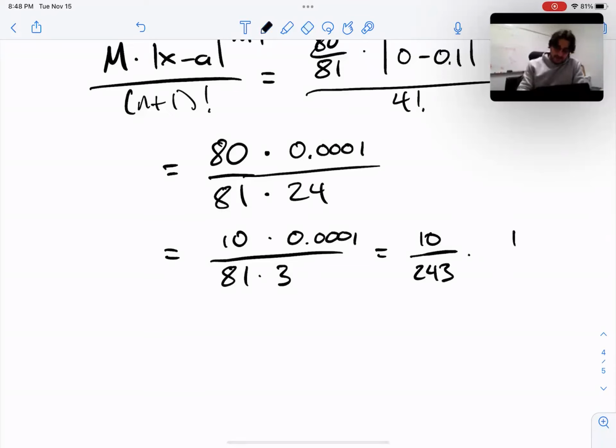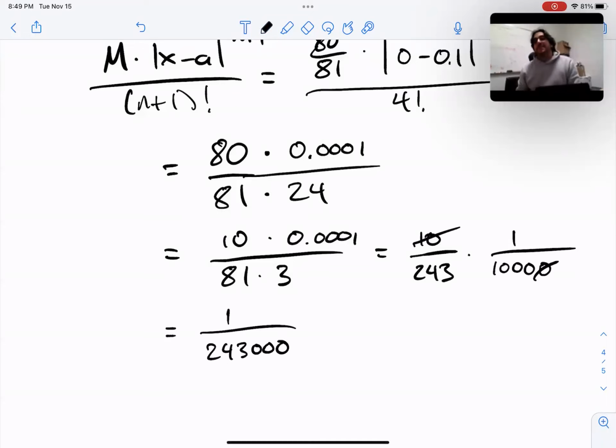And if we rewrite it as a fraction, we can even rewrite this as a fraction. So we'd have 0.0001 is 1 over 10,000. You could cancel a 10 there, right? And if you cancel a 10, you get 243,000. There we go. There's our error bound. So Taylor's error theorem is promising us that the error on this is no worse than 1 over 243,000, right? So what does that mean?